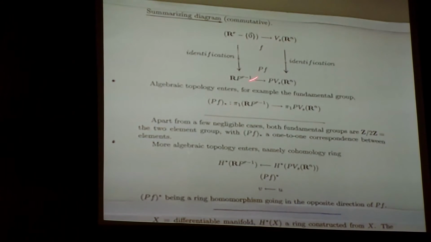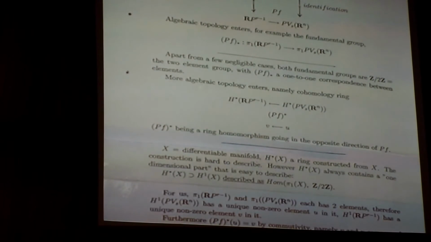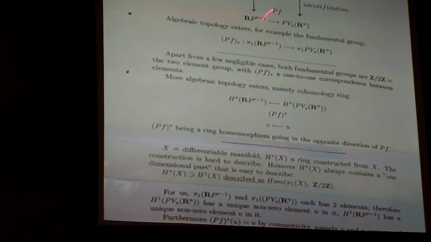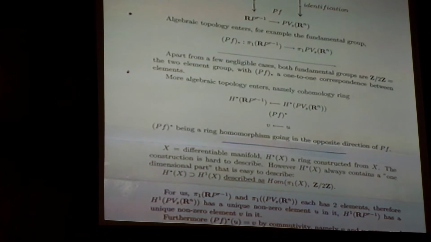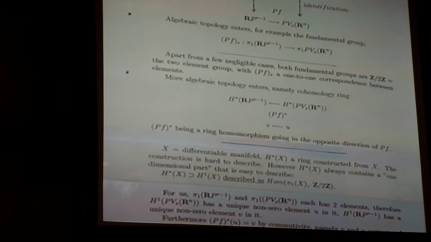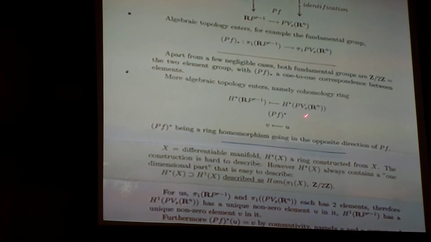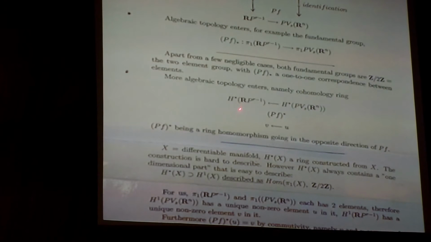Fundamental groups will bring me into algebraic topology, but algebraic topology can do some more. We'll not only let the fundamental group enter, we'll let the cohomology enter. In other words, for all these geometric objects, especially these bottom two, I'll take their cohomology ring. So for the projective Stiefel manifold, I take X star, its cohomology ring. Same for the real projective space.